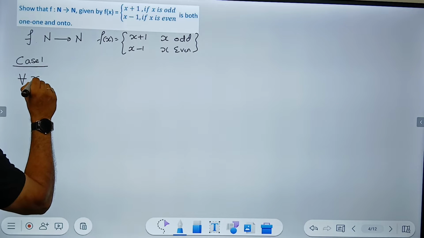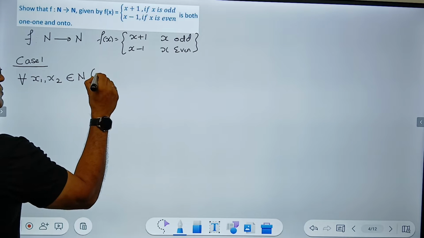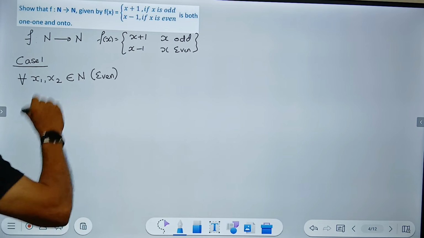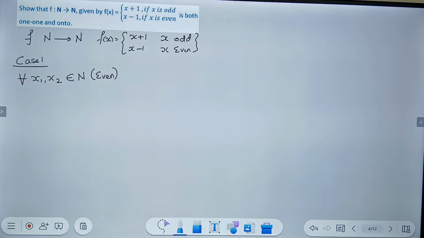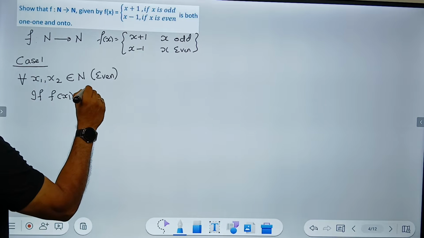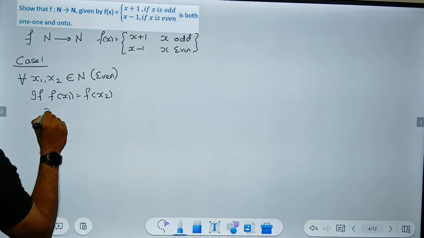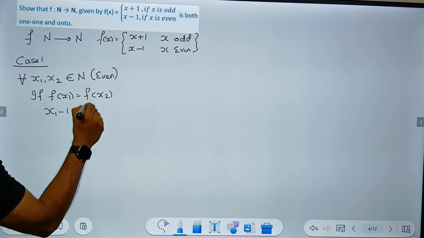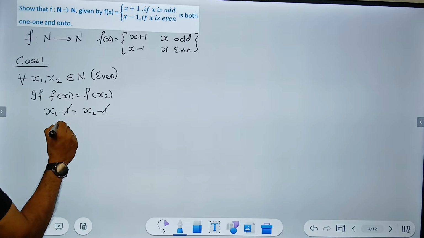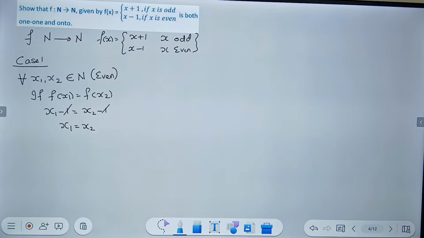For every x1, x2 belonging to natural numbers, where both x1 and x2 are even. Let us choose that both x1 and x2 are even. Now if f of x1 equals f of x2, what is the definition for even? It is x1 minus 1 and x2 minus 1, because both x1 and x2 are even. So they get cancelled, you get x1 equal to x2. So it satisfies the definition of a 1 to 1 function.